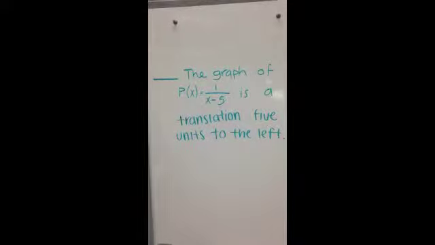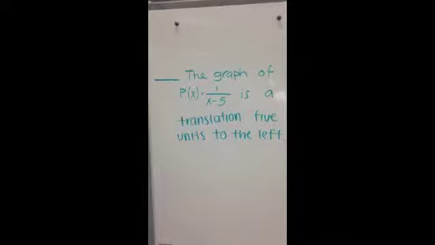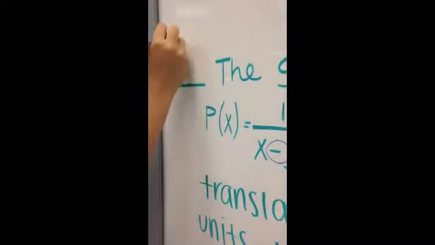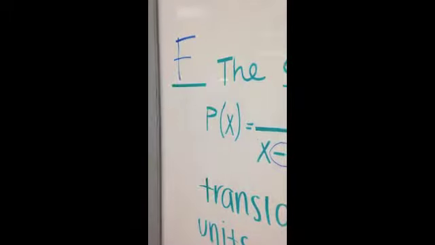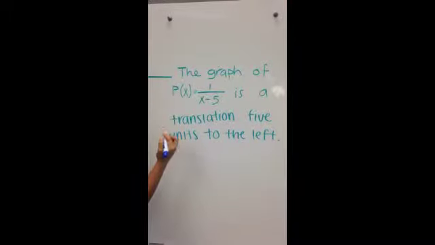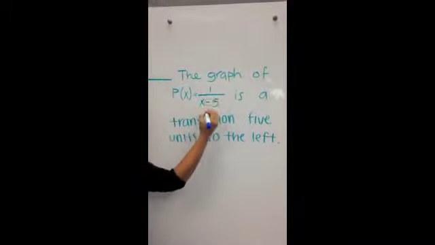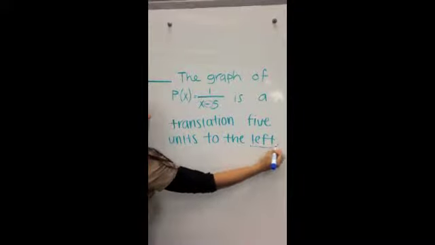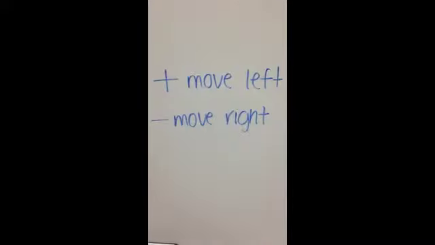True and false. In the true and false section of the quiz, question number 5 asks us to know if the function shown in the video is a translation 5 units to the left. This is false. Why? Because since it's a minus 5 in the graph, it is expressed as 5 units to the right and not to the left. If it were a positive 5, the function would go 5 units to the left.